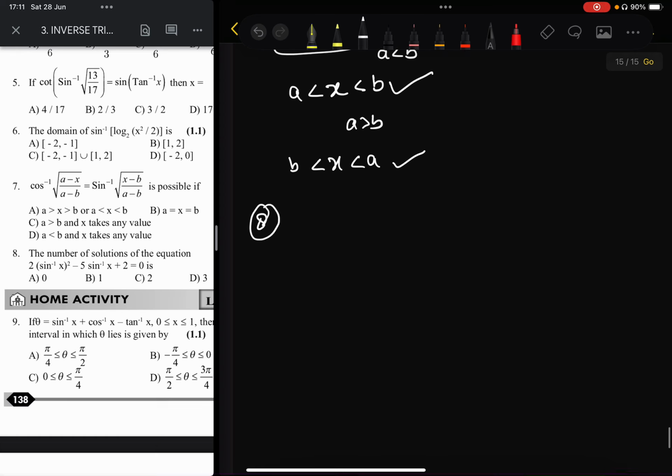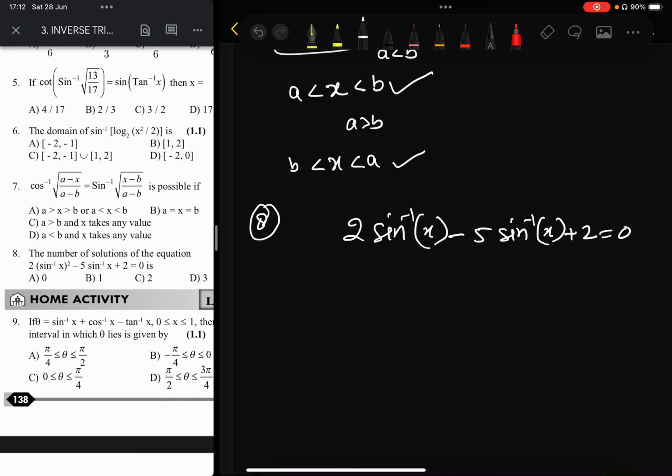Now question number 8. Number of solutions. If this type of equation is given, we will try to make it a perfect square, where only a single term of the variable is present. So this is 2 times (sine inverse x) squared minus 5 times sine inverse x plus 2 equals 0, right? So here we will try to convert into a perfect square.